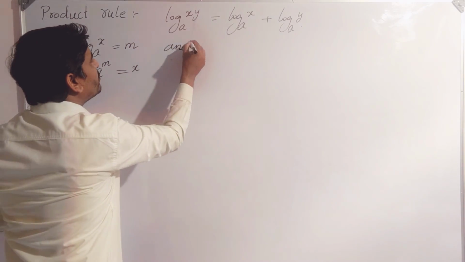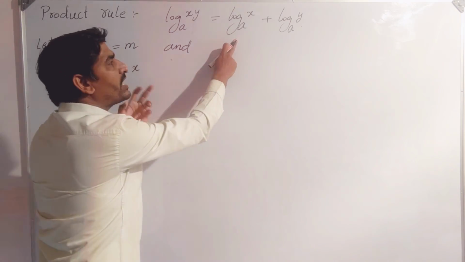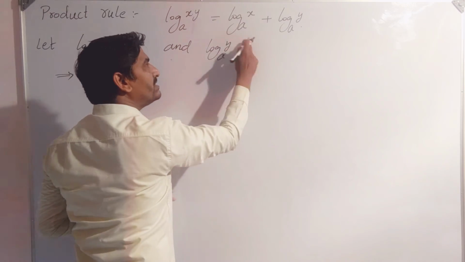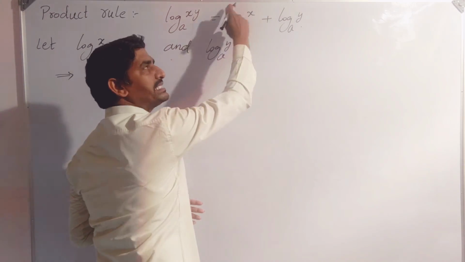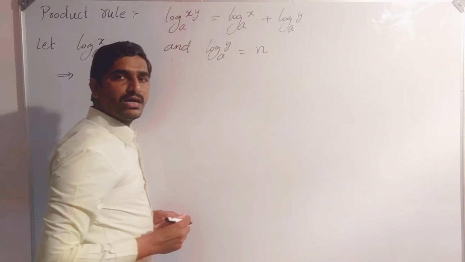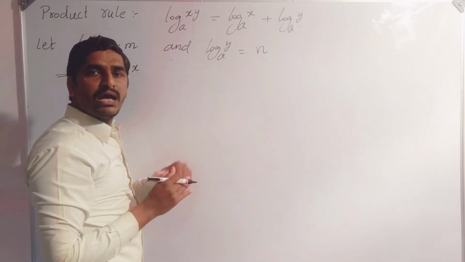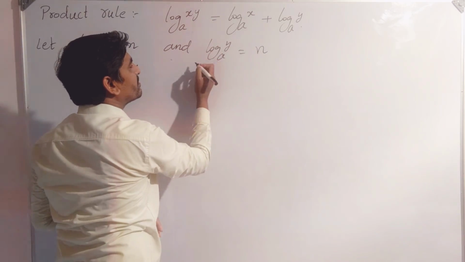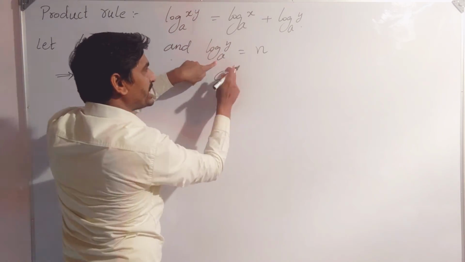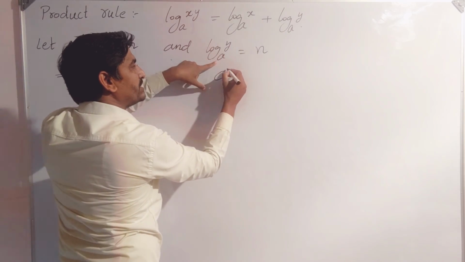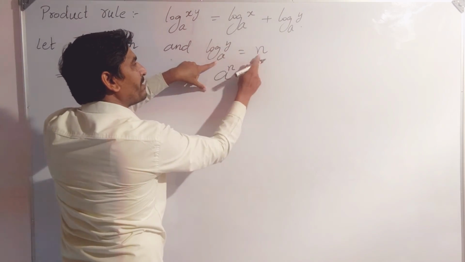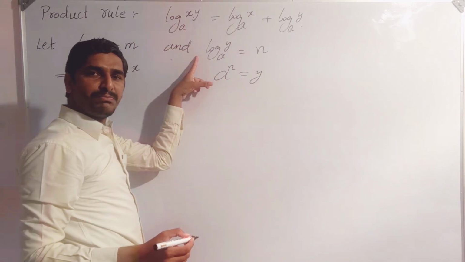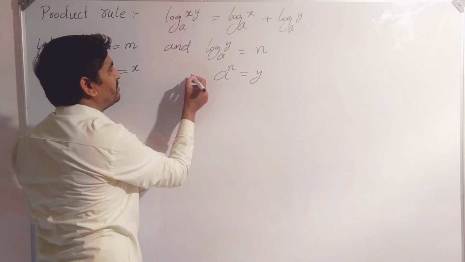And we have written about log x to the base a. Now consider log y to the base a, and this is taken as n. This term is m, this term is n. This is a logarithmic form. Write it in exponential form. The base is not changed; these two numbers are interchanged. A to the power n is equal to y. This logarithmic form is converted into exponential form.